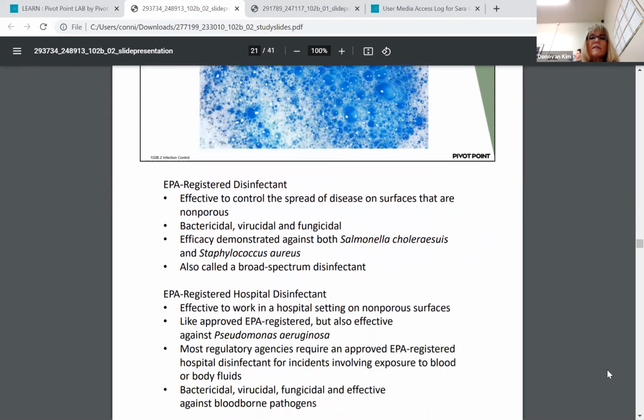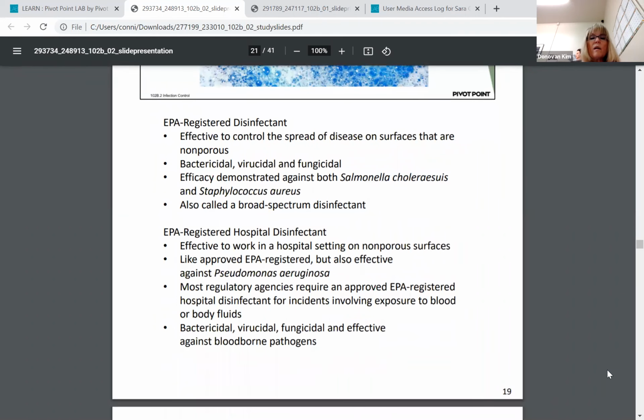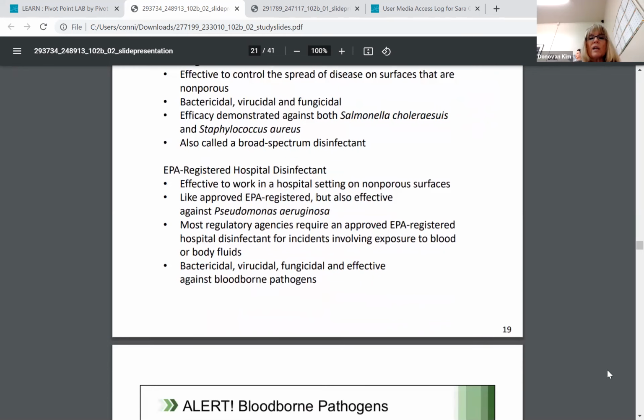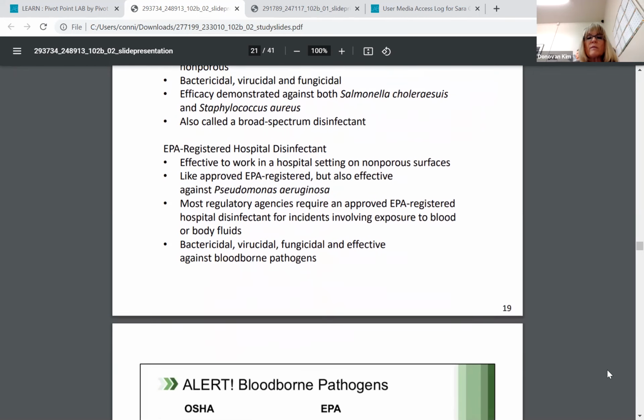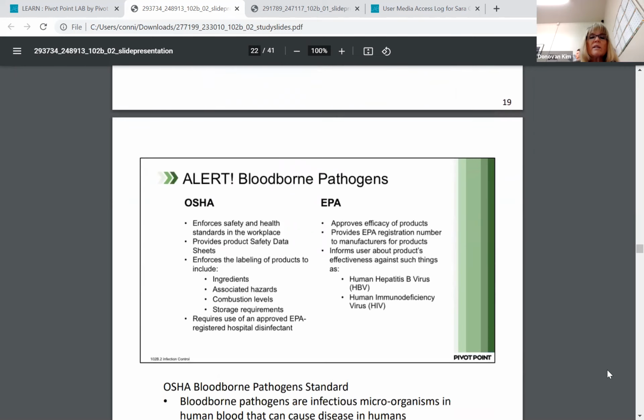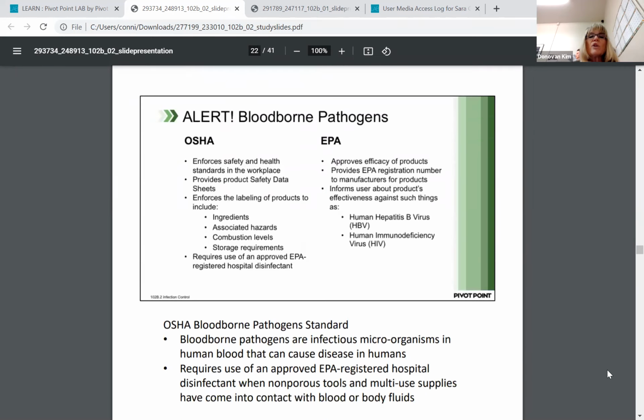Hospital grade has to have the same thing, but like I said, we're going more for these broad spectrum, hospital grades, because they're going to kill bloodborne pathogens. OSHA came out in 1985 with the Bloodborne Pathogen Act saying that we have to have it. So bloodborne pathogens, EPA and OSHA, right? They both have these things with bloodborne pathogens.